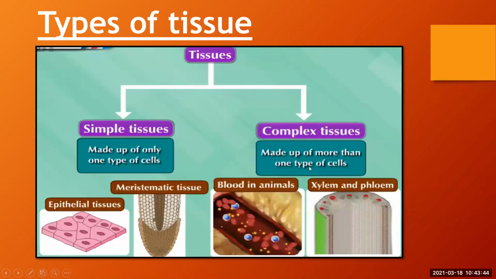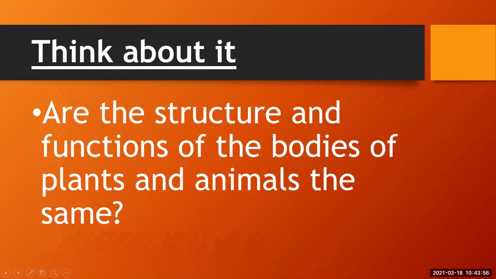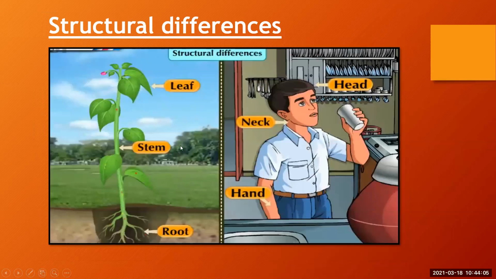And complex tissues are made up of more than one type of cell, mostly blood in animals and xylem and phloem in plants. Now, are the structure and functions of the bodies of plants and animals the same? Let's find out the answer. Now you can see here the structural difference between the plants and the animal. Plants have leaf, stem, root, but in the human body there is a head, neck, and hand.